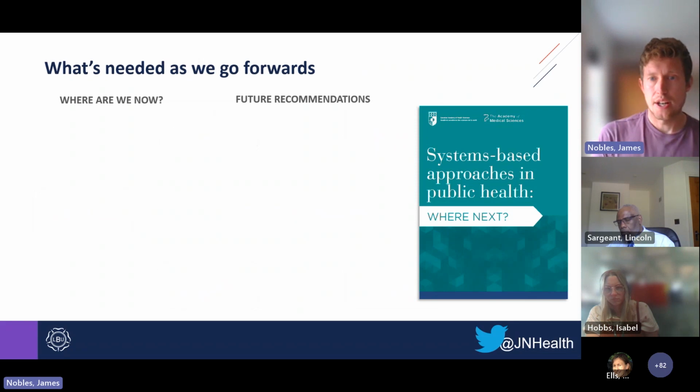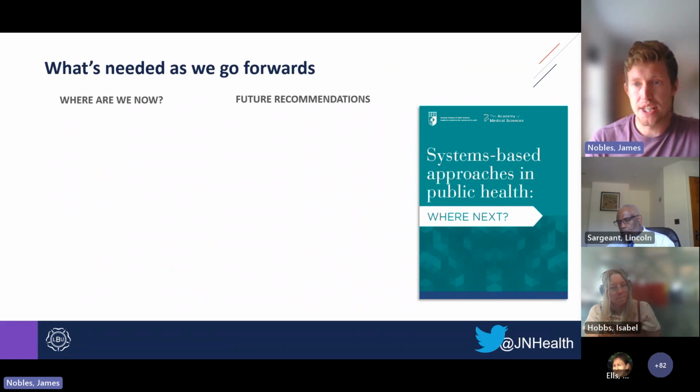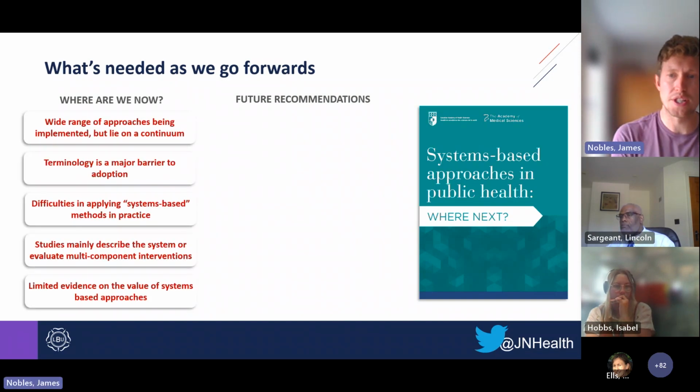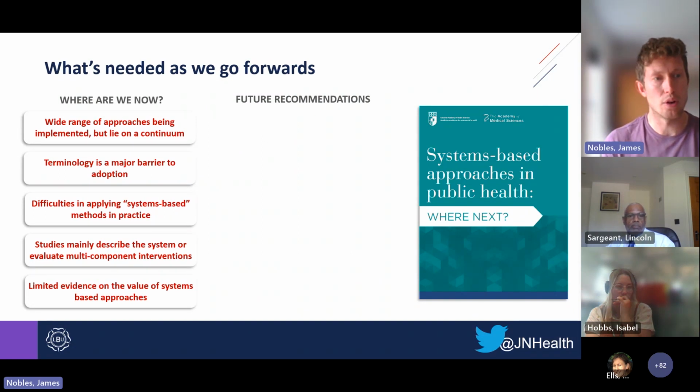So the conclusions that I've alluded to on some of the previous slides have also been drawn by others. Susan Jebb and colleagues published an expert consensus around systems-based approaches in public health back in 2021. And this is a really useful document to go and have a look at if you're interested in learning a little bit more about where things are up to at the moment in this field. So as I say, the 5 main conclusions basically corroborate a lot of what I've already said, that we have a wide range of systems approaches being implemented, but they very much lie along a continuum.